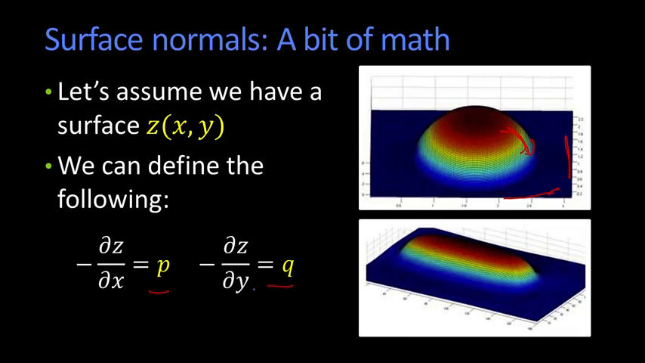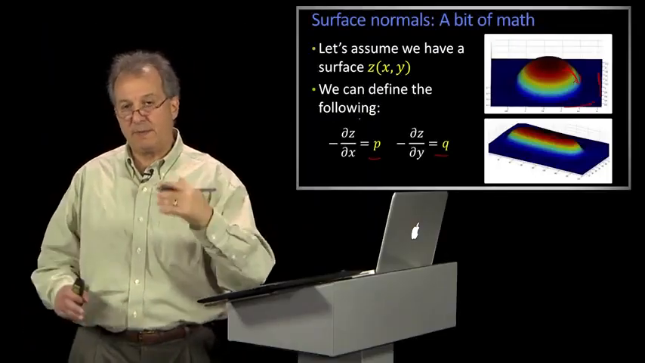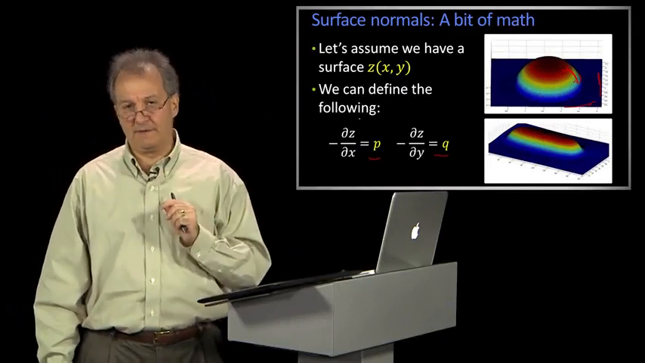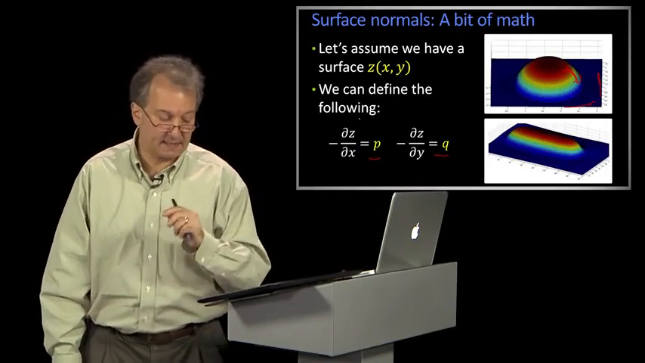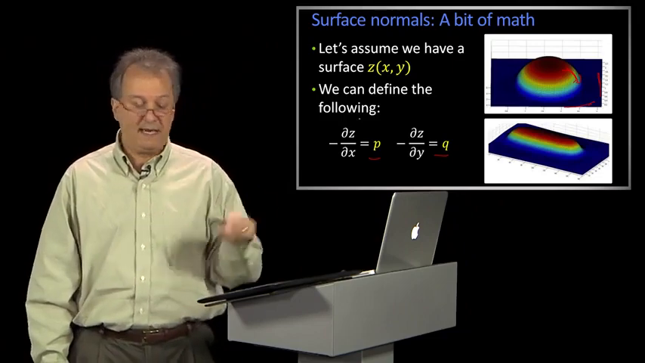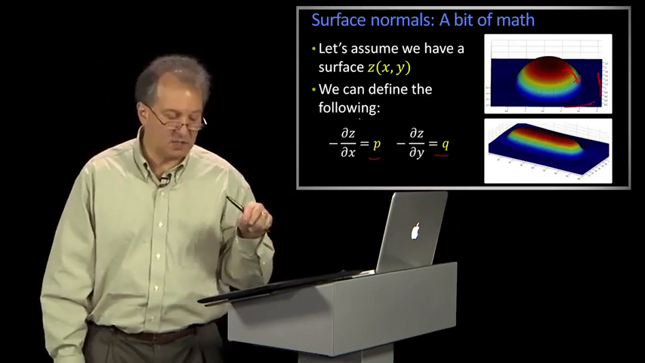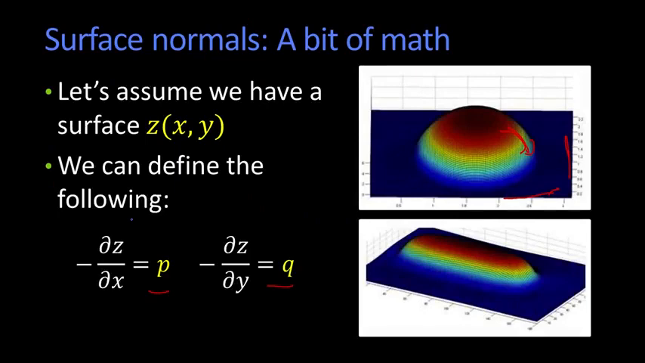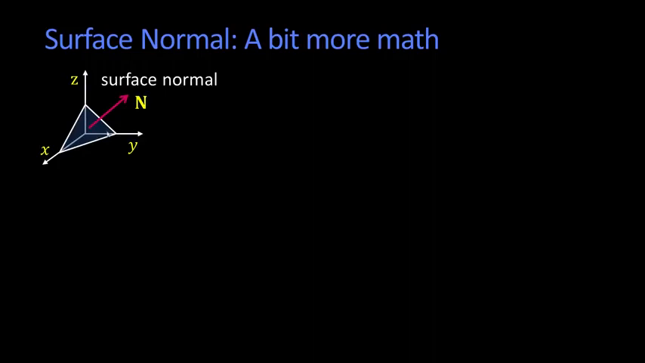Now, there's a little bit of ambiguity in the literature. When I learned it from Berthold, p was the partial of z with respect to x. q is the partial of z with respect to y. As I was rummaging around the web to see how people talk about this, all of a sudden sometimes people use the negative of the partial of z with respect to x and the partial of z with respect to y. And it turns out when you do it as the negative, it makes some formulations a little bit easier. So I'm going to use it as the negative, but you can use it either way as long as you're consistent.